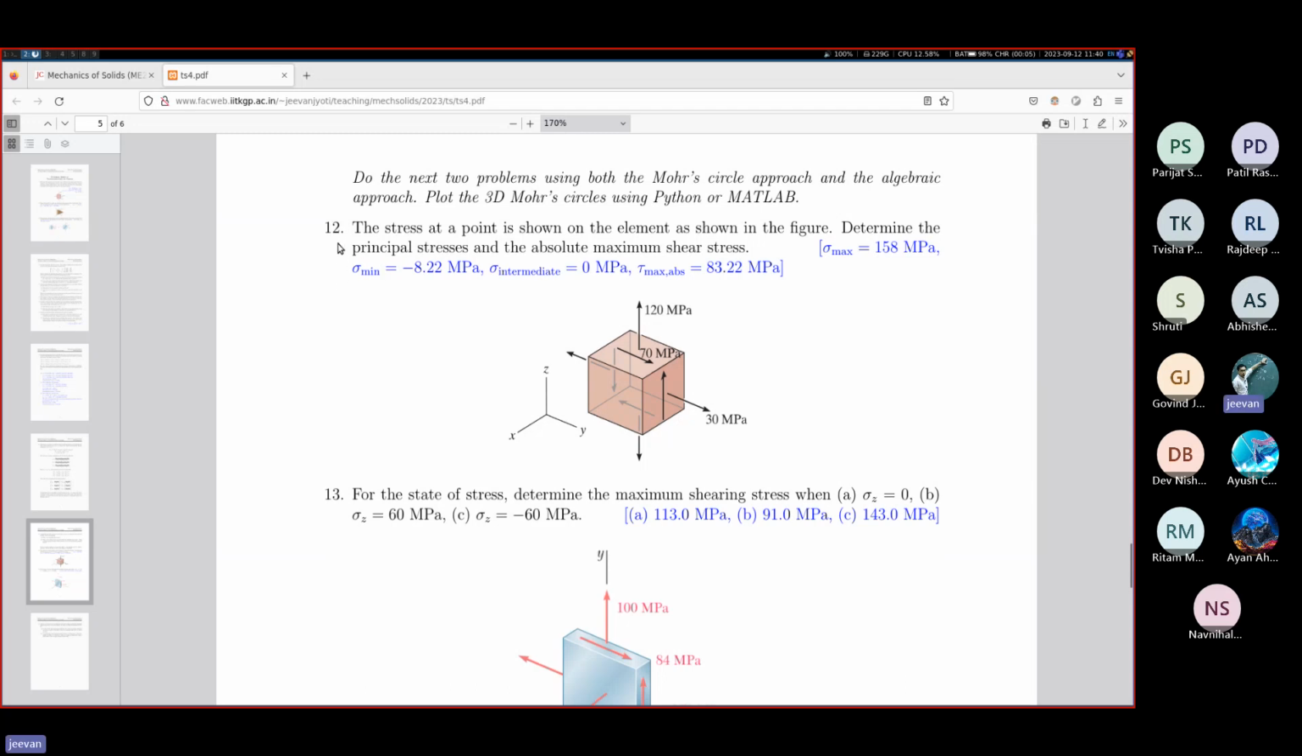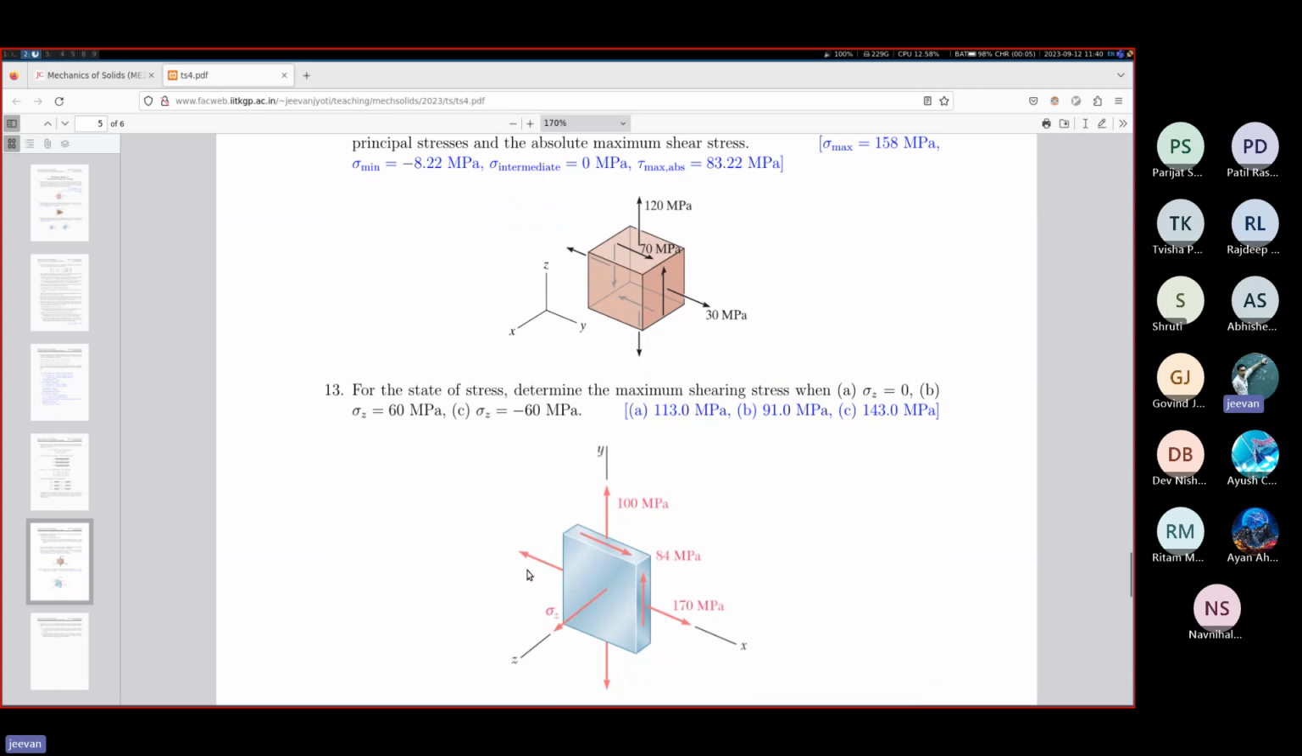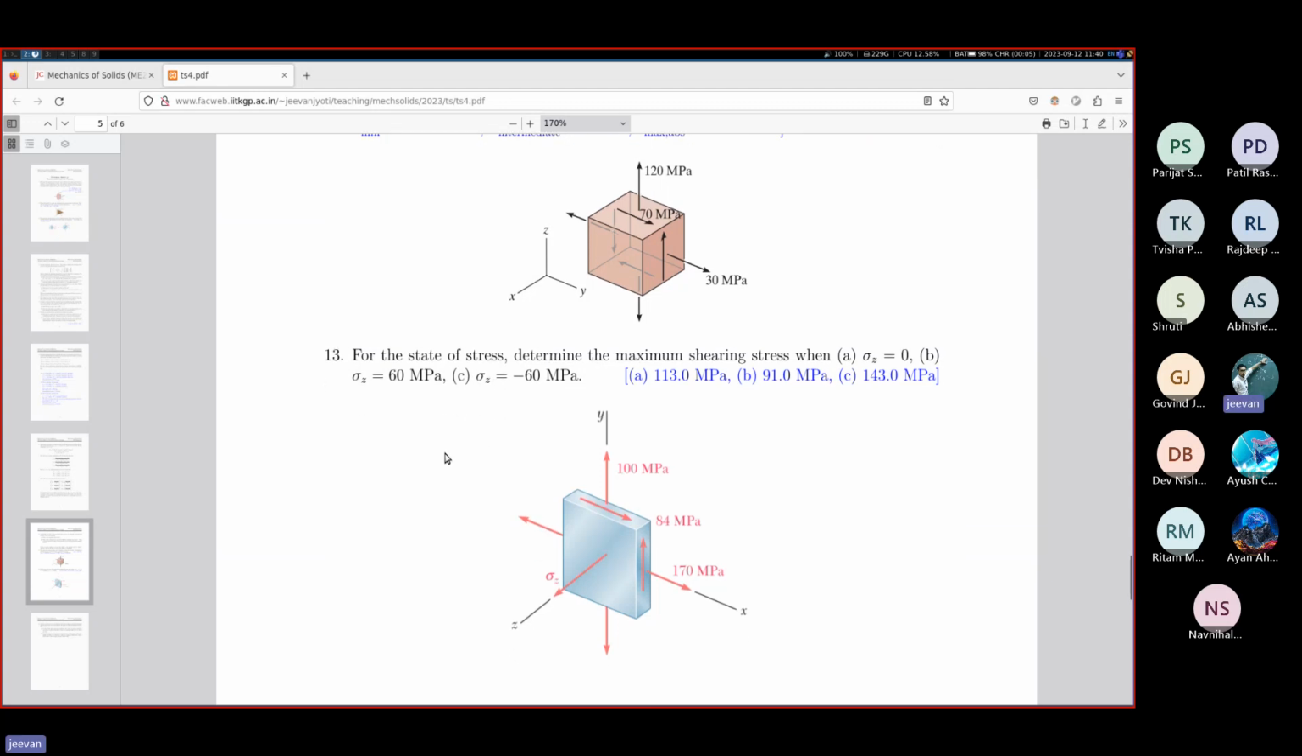So questions numbers 12 and 13 are based on the same kind of concept. Let us consider question number 13. What is given for the state of stress? In fact, I can just copy paste it from here, so I don't have to keep on changing.